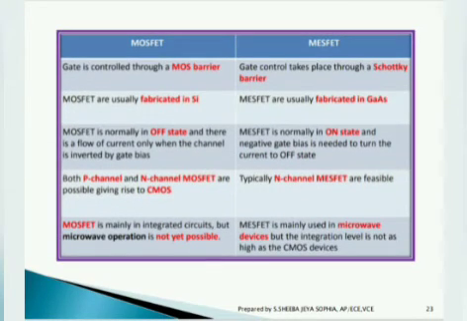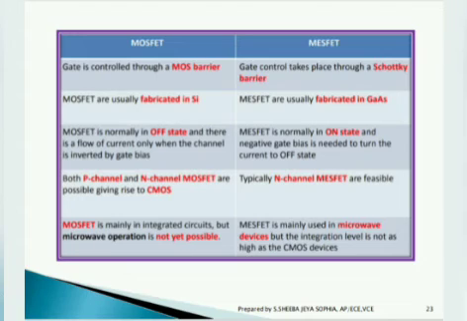Comparing the MOSFET and MESFET, the gate is controlled through a MOS barrier in MOSFET, whereas it is controlled through a Schottky barrier in MESFET. MOSFET is usually fabricated in silicon, whereas MESFET is usually fabricated in gallium arsenide, GaAs. MOSFET is normally in the off state, and there will be a flow of current only when the channel is inverted by gate bias, whereas MESFET is normally in the on state and negative gate bias is needed to turn the current to the off state.